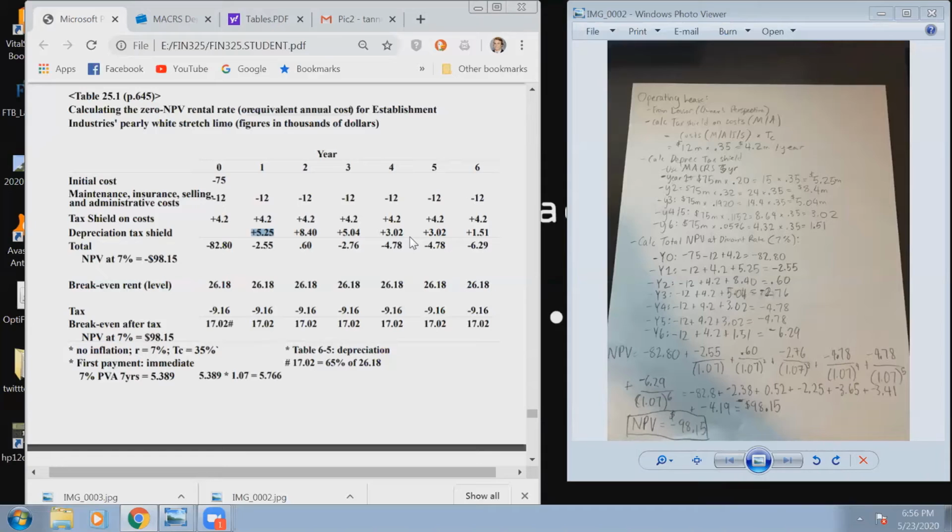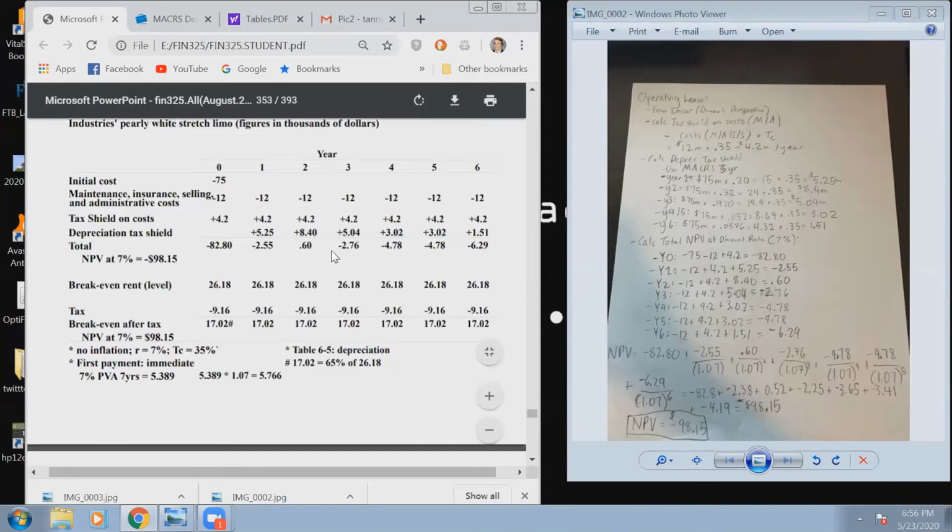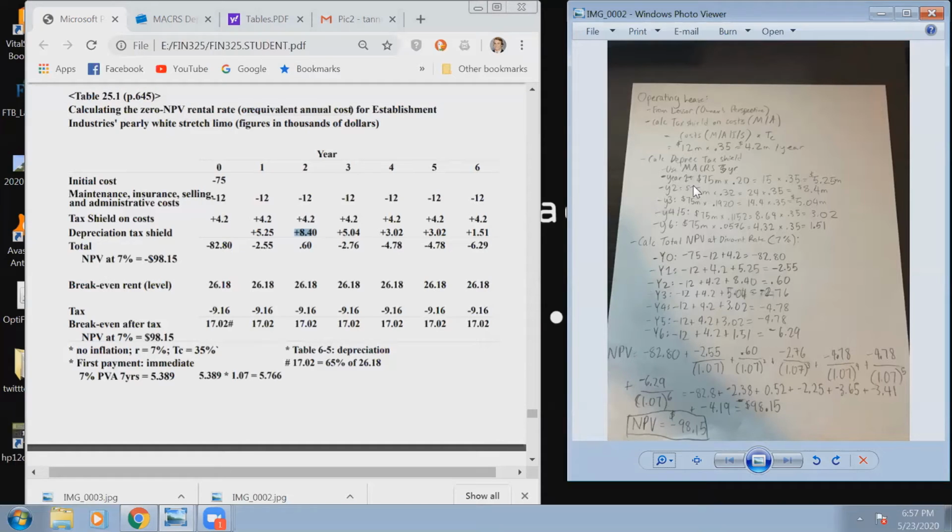And one thing you've probably noticed is we don't have a depreciation tax shield for year zero. You don't depreciate the asset in the year that you buy it, essentially. So moving on to the second year, as you can see here, it's the same concept. You take the $75 million, multiply by the percent of depreciation, 32%, which gives you 24 million, multiplied by the tax bracket, 35%, gives you a depreciation tax shield, in this case, of $8.4 million. And that is exactly the number that we have here.